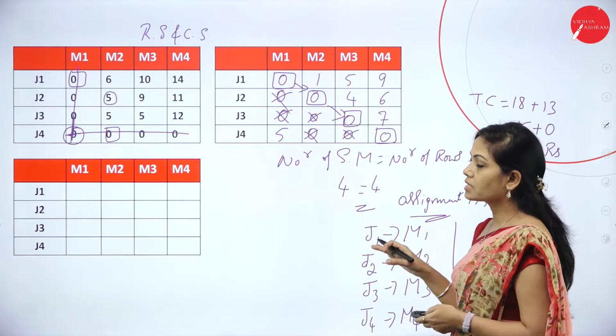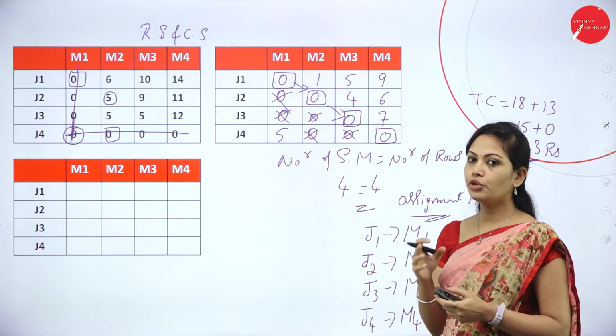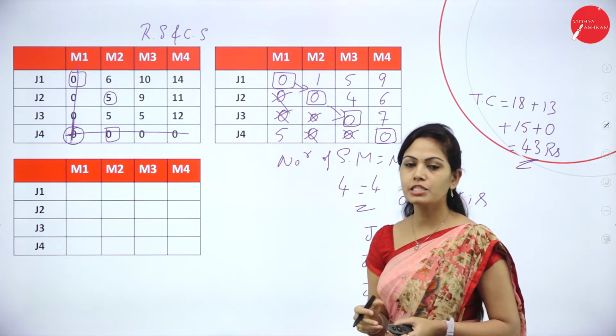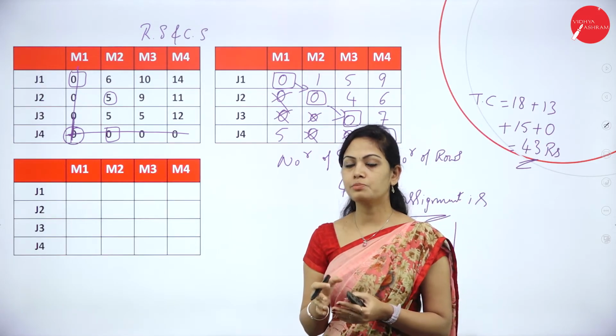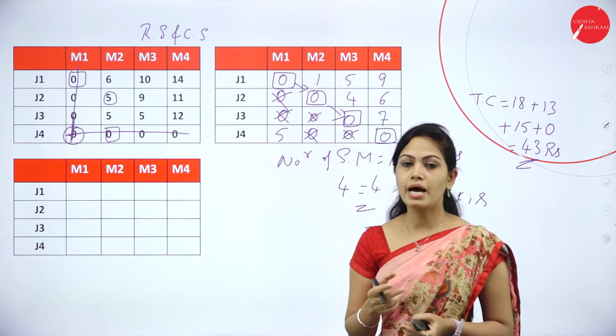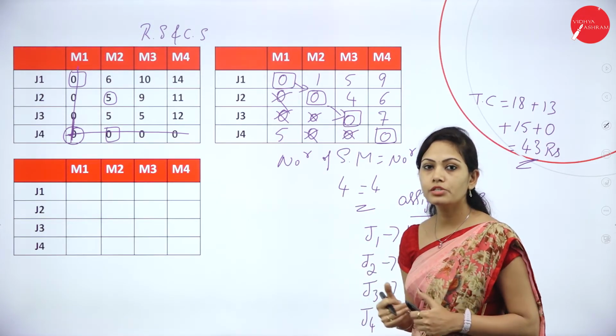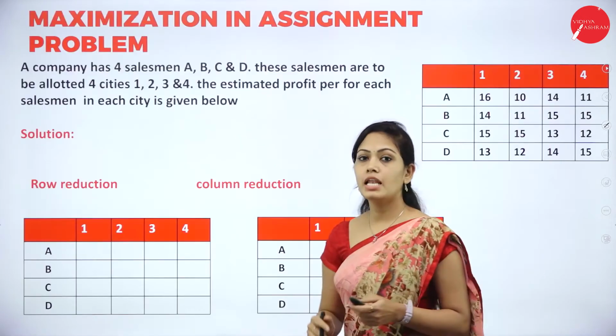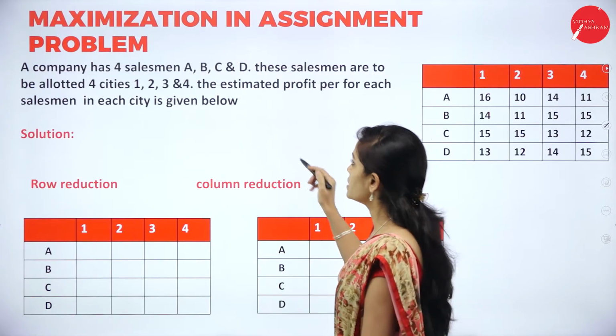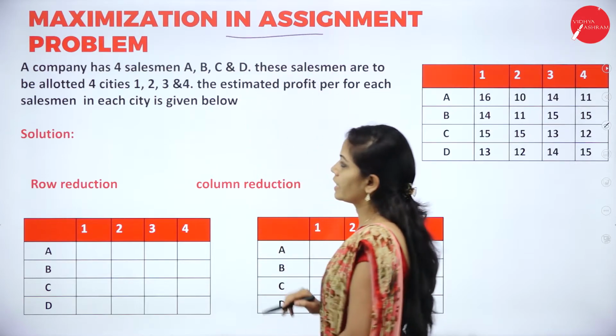So by using this dummy row and dummy column, you can make it a balanced problem. So if you get an unbalanced problem, you can make it a balanced problem in the assignment method also. And this is your unbalanced problem. The last method in assignment problems is maximization in assignment problems.